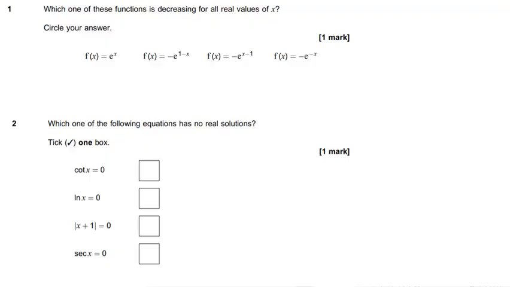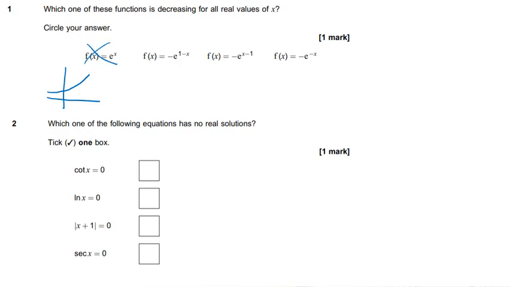Okay, so question 1, we need to determine which of these functions is decreasing for all real values of x. So the first function is just e to the x, which is something that everybody should hopefully be familiar with anyway. And then the other three functions are transformations of the e to the x graph. So e to the x is increasing, so it's not that one.